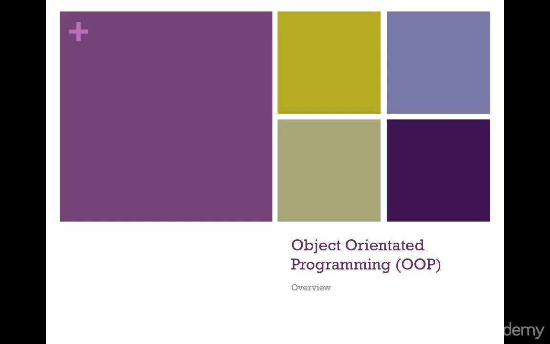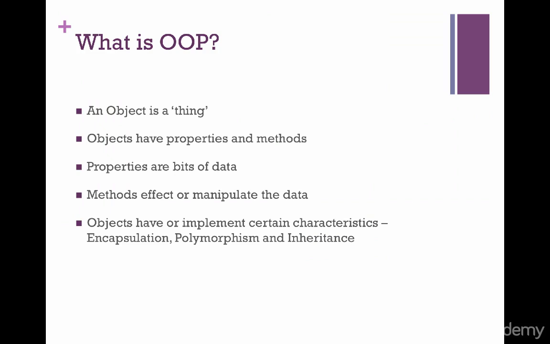Welcome to the section on Object-Orientated Programming. Object-Orientated Programming, or OOP as it is sometimes referred to, is about breaking down your code into objects. An object usually represents a thing that has some properties or maybe some methods.